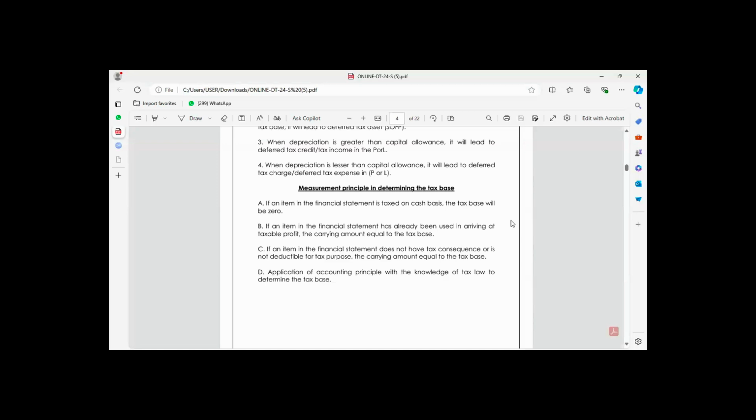And lastly, the application of accounting principles together with the principles of the tax law to determine the tax base. That is what you have used to get 68. Now, if I'm doing tax base, I'll be assuming the position of what? Tax person. If I'm determining the carrying amount, I'll be assuming the position of what? An accountant. That is rule 4. You must know these measurement principles to be able to answer this kind of questions.